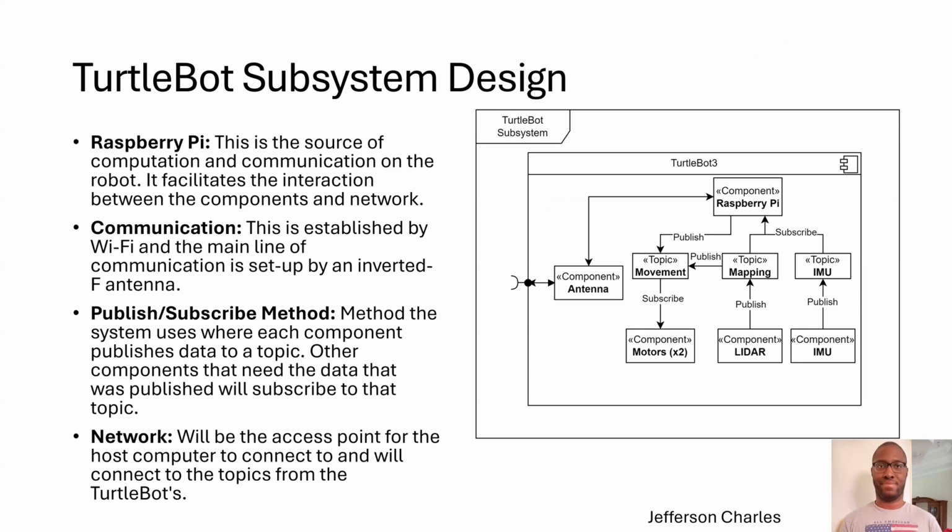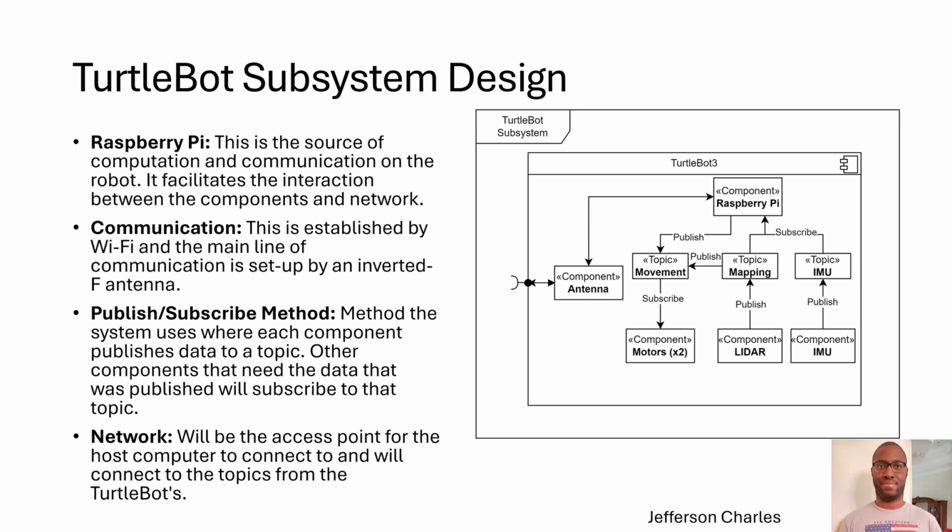And then here's our Turtlebot subsystem design. The communication with the Turtlebots would be set up by our Wi-Fi network, and the antenna that is built on the Raspberry Pi in the Turtlebot will be the main line for communication. Using the ROS master node, that will be the central point of communication within the Turtlebot, and it will be the main node in which everything communicates through.